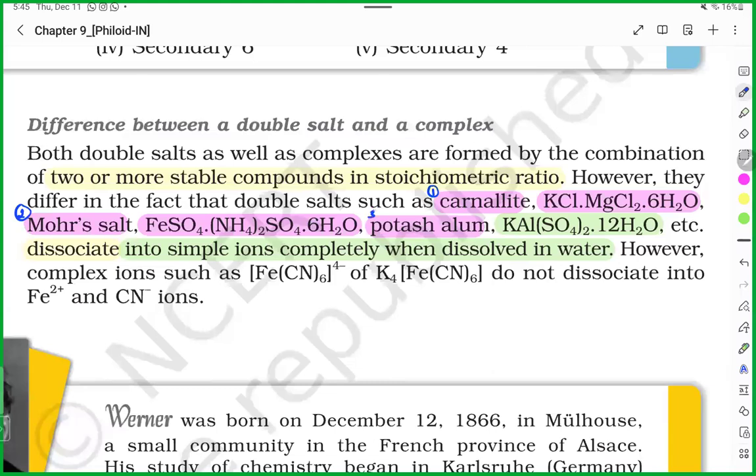Because potash alum is easy. Potash means potassium and alum means aluminium. So potassium and aluminium sulfate with 12H2O. In the remaining two, the water amount is the same, 6 and 6.